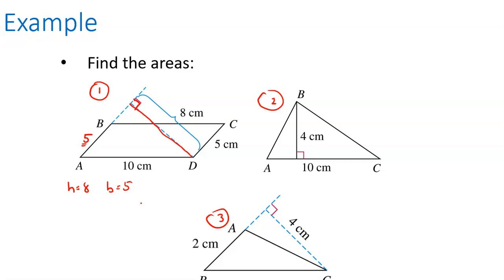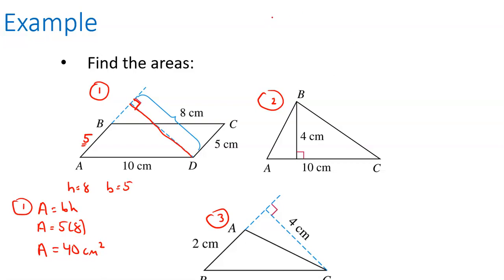So you always got to look for the perpendiculars. The height and the base have to be perpendicular. So area equals base times height. So area equals 5 times 8, which is 40. And we're talking about square centimeters, because if I multiply centimeters times centimeters, I get square centimeters.